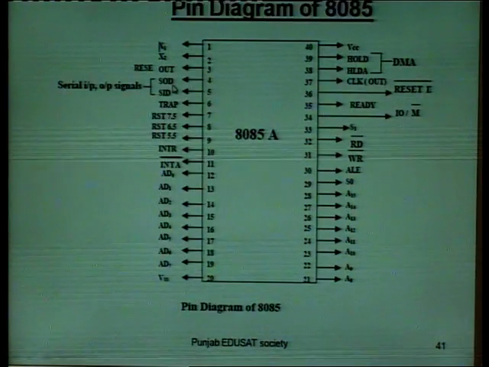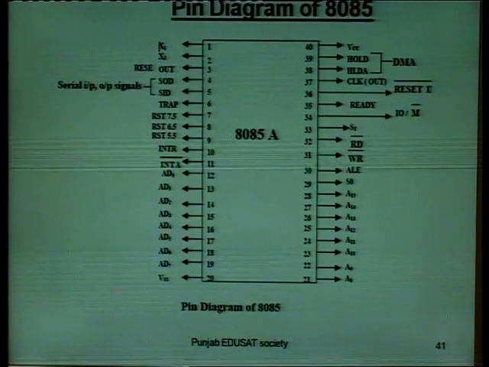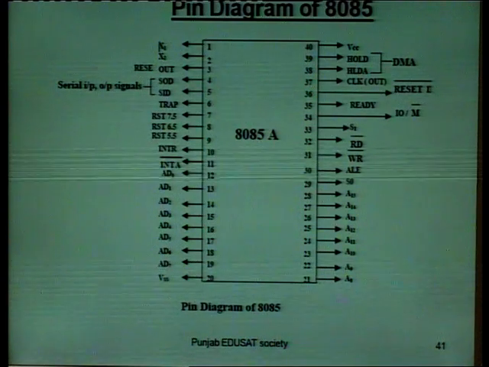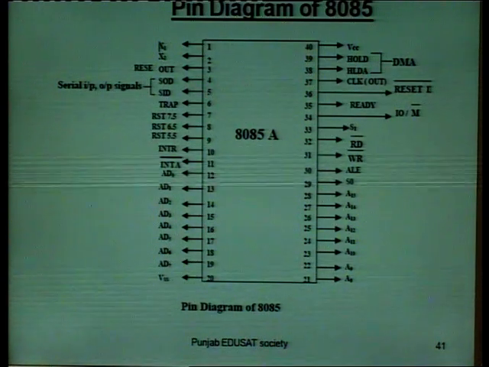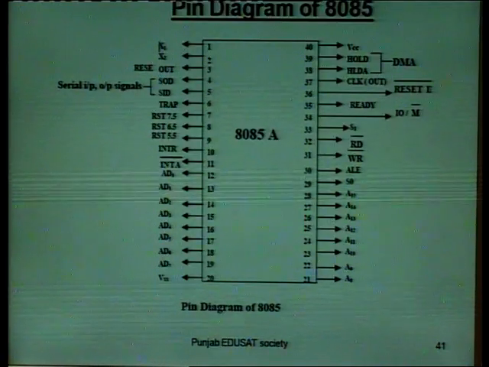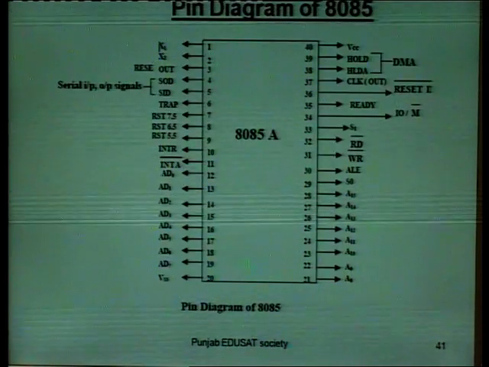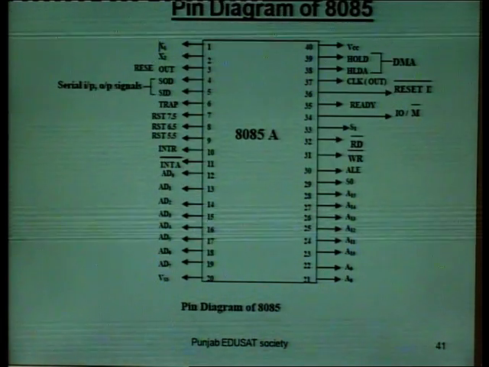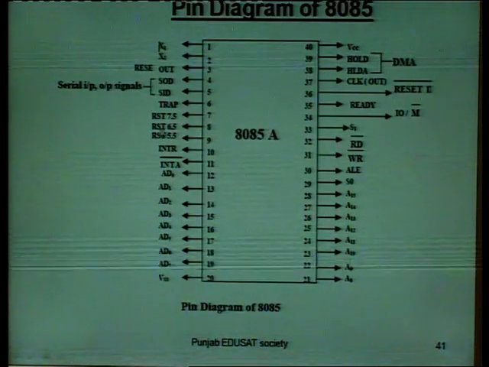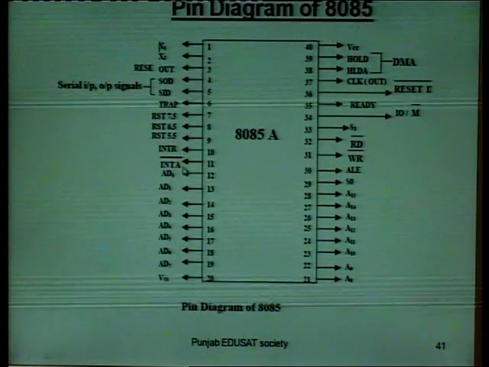Then we have SOD, serial output data, which is an active high serial output port pin. This pin's 1 bit data is serially outputted. SOD pin is used to set or reset depending upon the accumulator's D6th and D7th bit after the execution of SIM instruction. After that we have interrupts: trap, RST 7.5, 6.5, RST 5.5, interrupt request, then interrupt acknowledge.